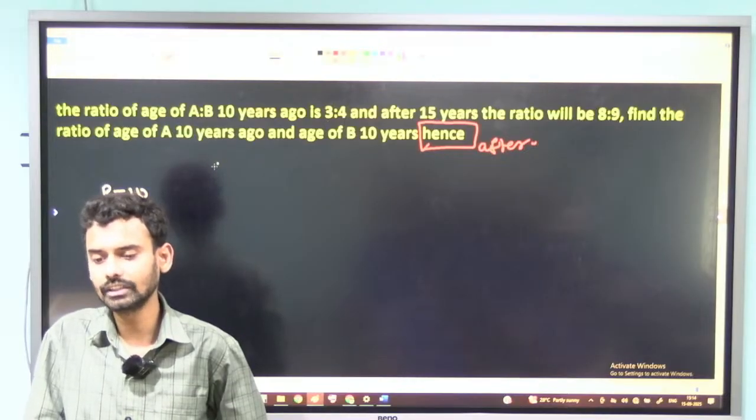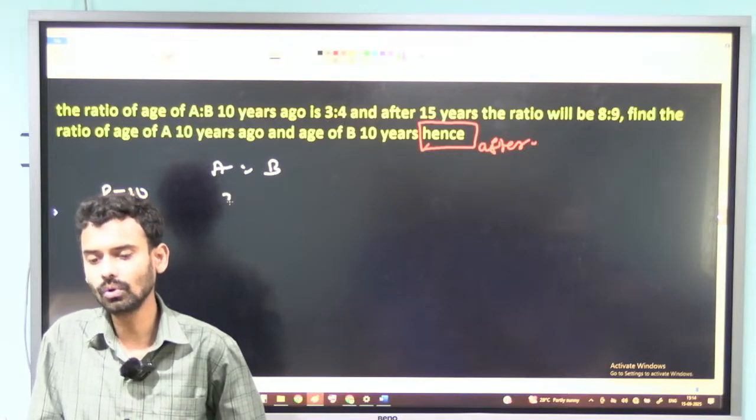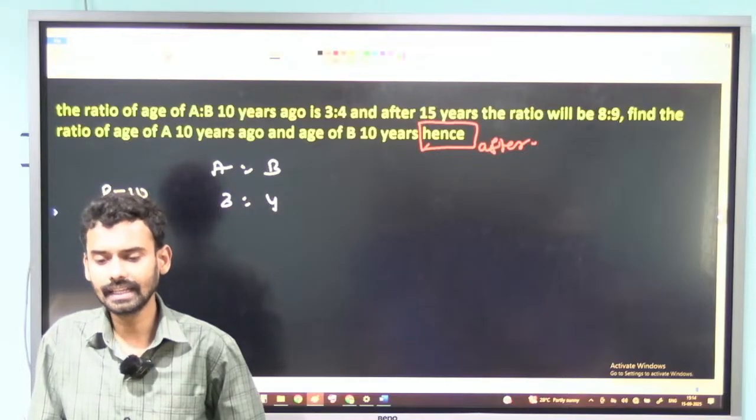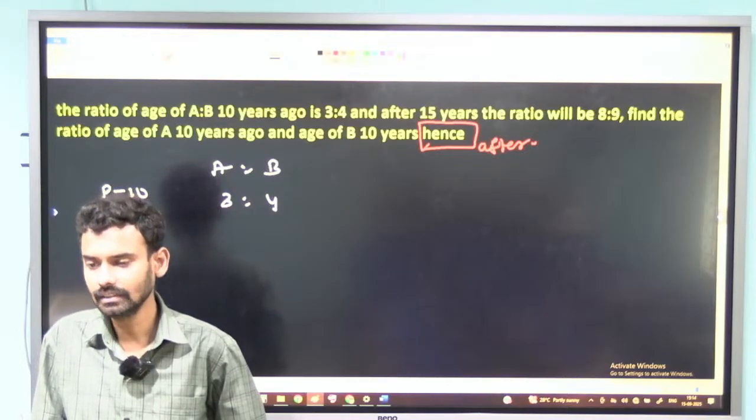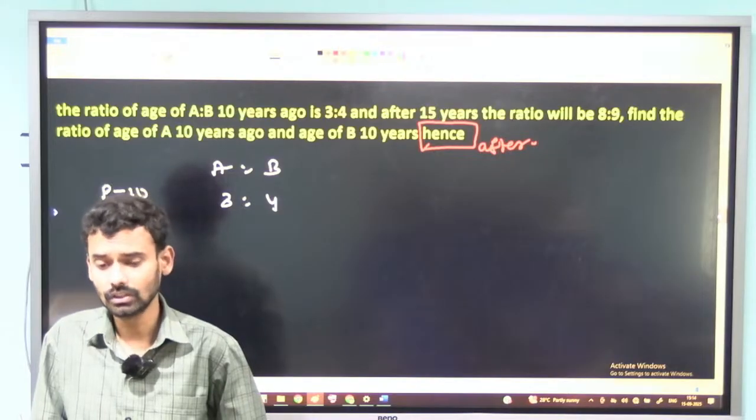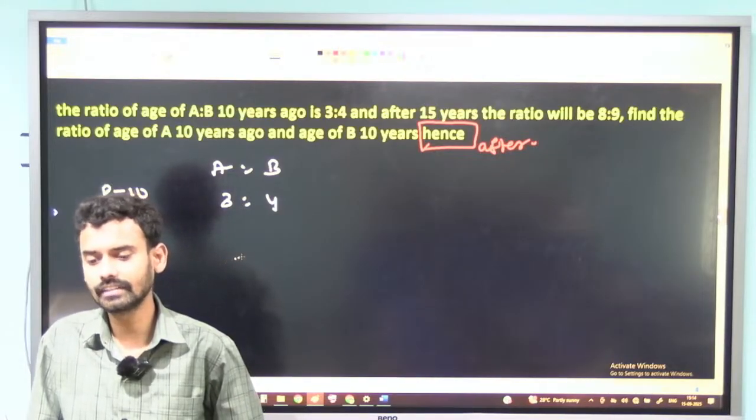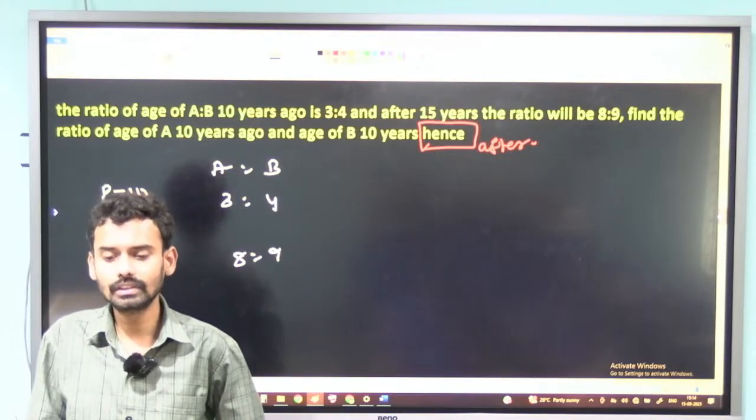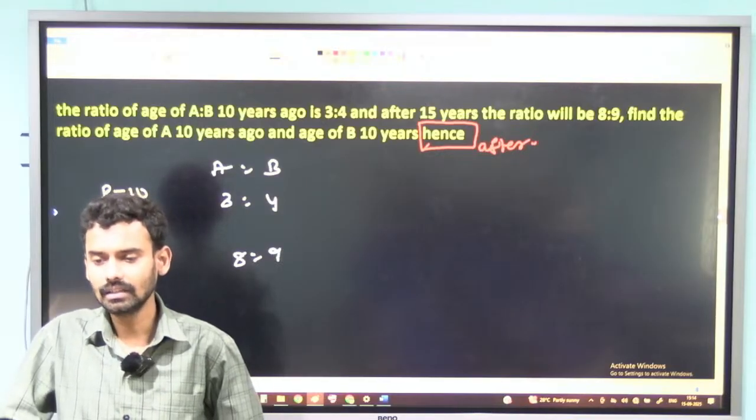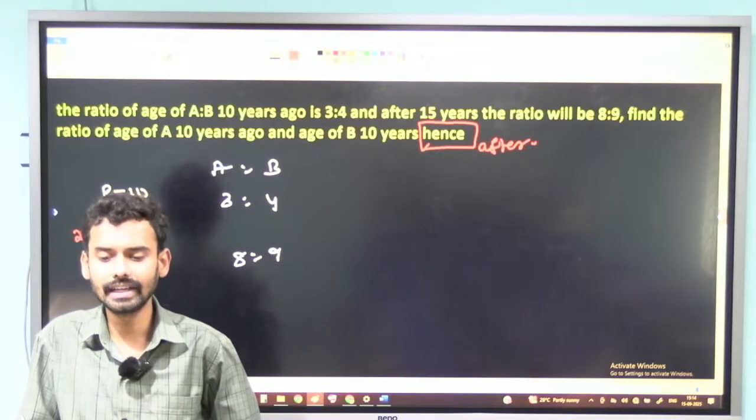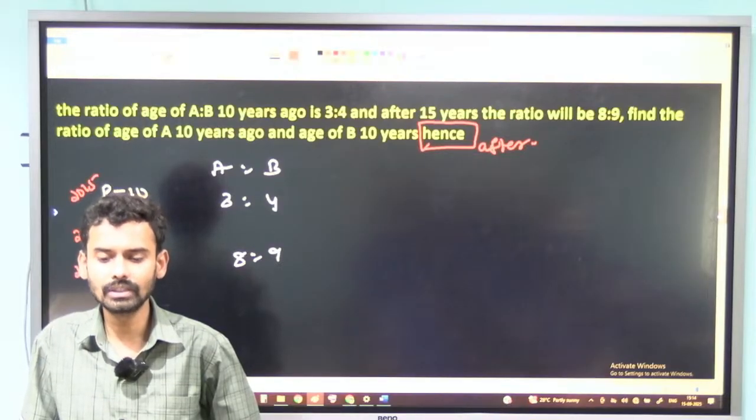10 years ago the ratio of A to B is 3:4, and after 10 years, that is P plus 10, no, after 15 years is given, so it is P plus 15, the ratio is given to me as 8:9. So this is the present. Let's consider the present year as 2025. 10 years ago it is 2015 and 15 years after it will be 2040.